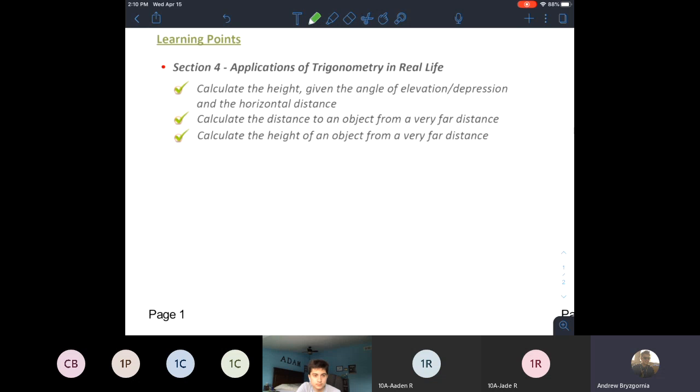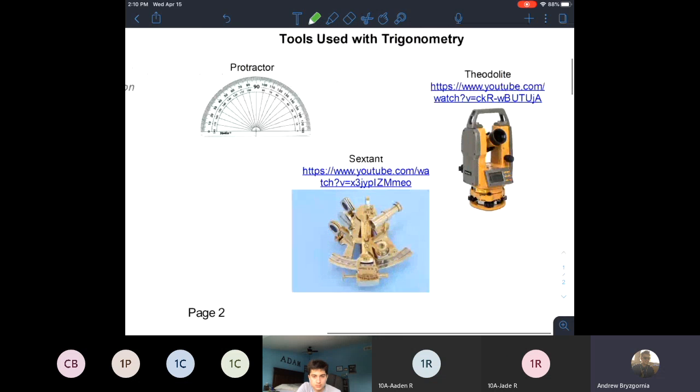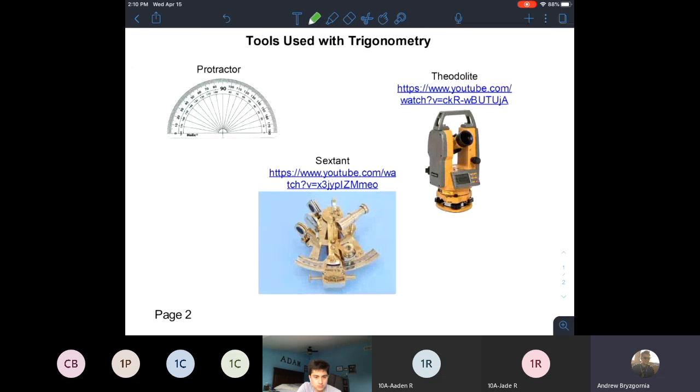So the first thing was just to show you some of the tools that are using angles and trigonometry. Now, the protractor is pretty obvious, so I didn't feel the need to include a YouTube video for that. But the one down at the bottom is called a sextant, and interestingly, this is actually not the same one from the Titanic, but it's a replica of one from the Titanic.